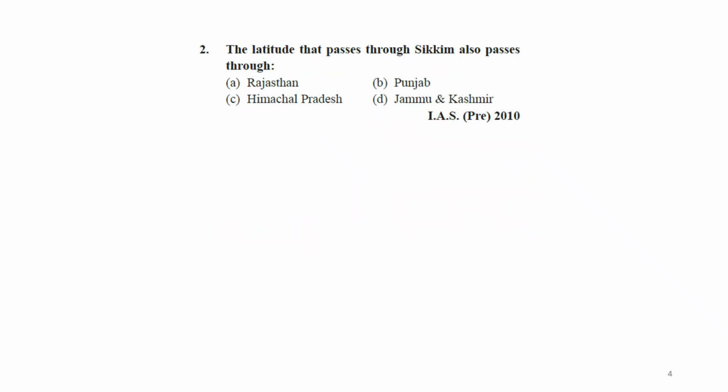Next, the latitude that passes through Sikkim also passes through which state? In this type of question, you should know the map of India: where the Tropic of Cancer and Tropic of Capricorn are lying, and what cities lie on that line. That's why the map is very important for this type of question. Here they're asking about Sikkim, so we need to see what other places lie on that latitude.